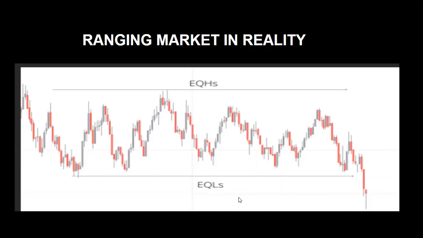While in the other one we have the lower highs as a swing point and lower low like that. But this one is a ranging market. It's quite different from the uptrend and downtrend.